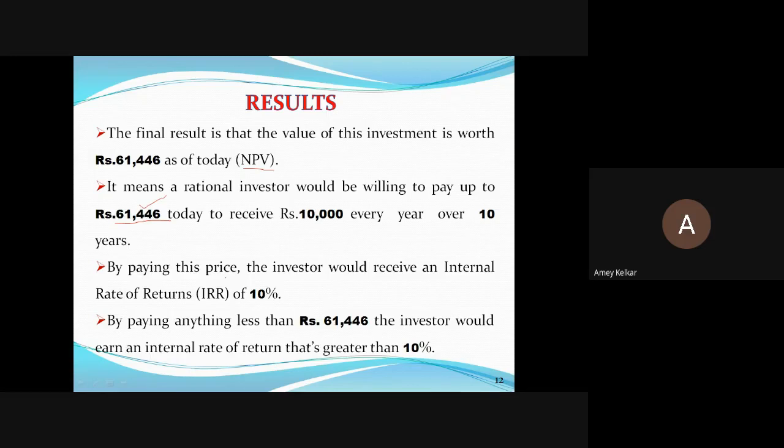But in case they have to pay anything more than 61,446, still they'll get 10,000 per year, but that 10% they'll not get. They'll get a lesser value. So this is the importance of your net present value.